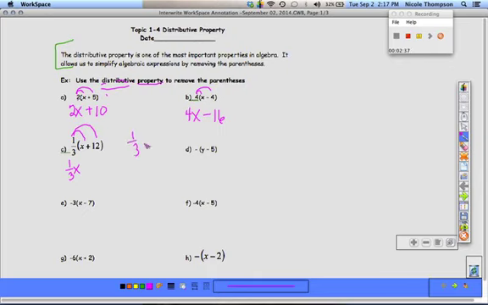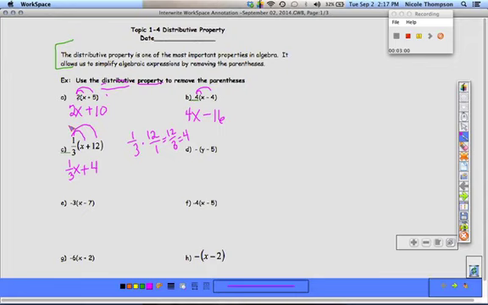Or you could think of it as 1/3 of 12. Well, 1/3 of 12 is the same as 4. You can also take 1/3 times 12 and put it into your calculator, and it will also tell you the answer is 4. So this would be your simplified version using distributing.